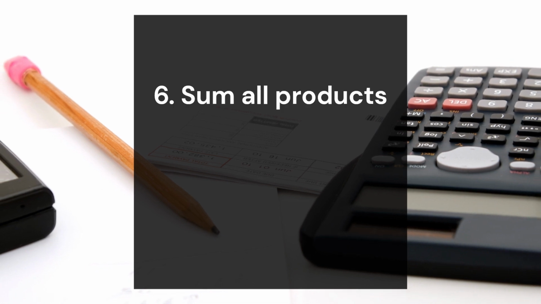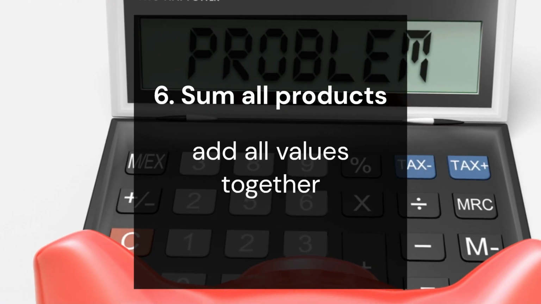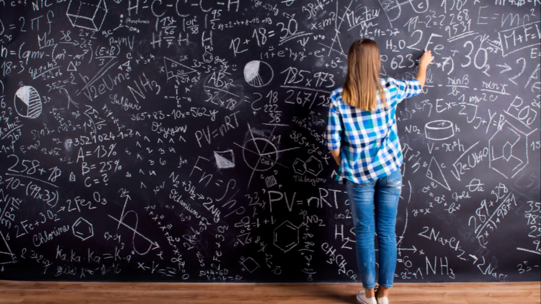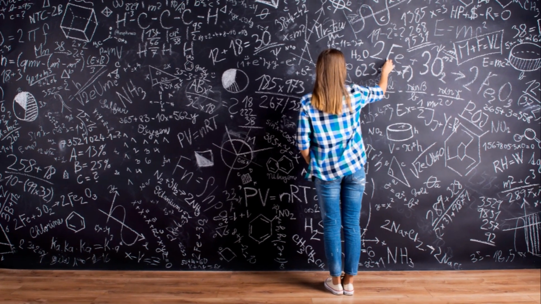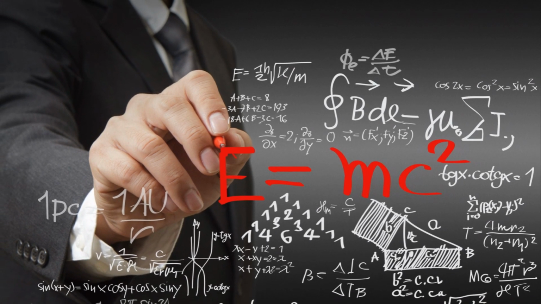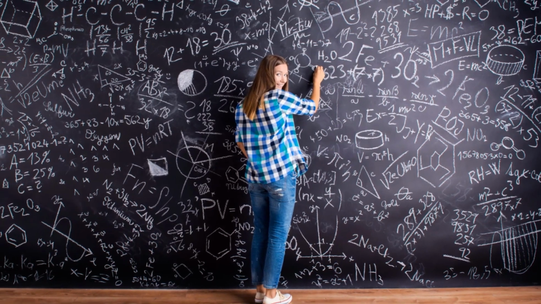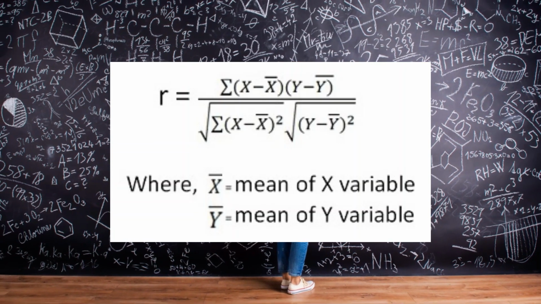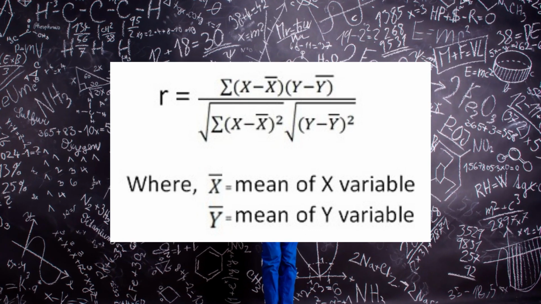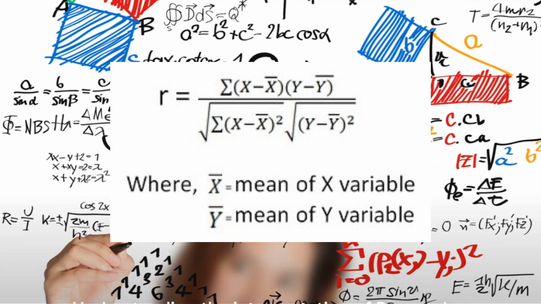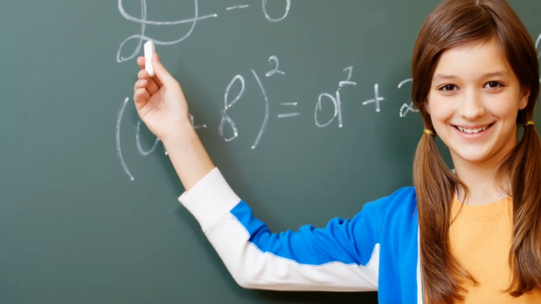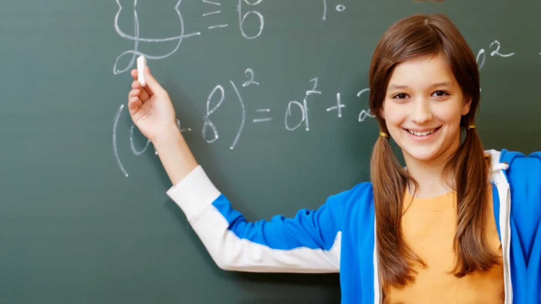We then need to sum these products. This involves adding up all the values we just calculated when we multiplied the deviations. Now, we're almost there. We take these sums and use them to calculate R, our Pearson Correlation Coefficient. There's a formula for this. R equals the sum of the product of the deviations divided by the square root of the product of the sum of the squared deviations for each variable. And there you have it. That's how you calculate the Pearson Correlation Coefficient, but how do you interpret it?